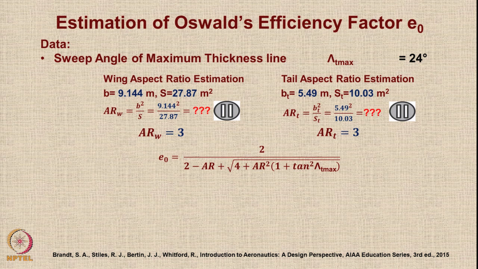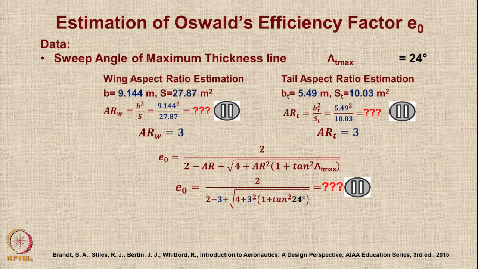So therefore, when we insert these numbers in the formula, you now have to pause the video and calculate the value of e0. So do it first for the wing. The value turns out to be 0.703, and that is also applicable for the tail, because the tail in this case has the same aspect ratio and the same sweep of the maximum thickness line. So both wing and tail have the same Ostwald efficiency factor of 0.703. Let us estimate the lift curve slope now.